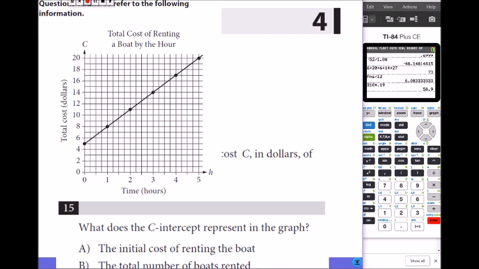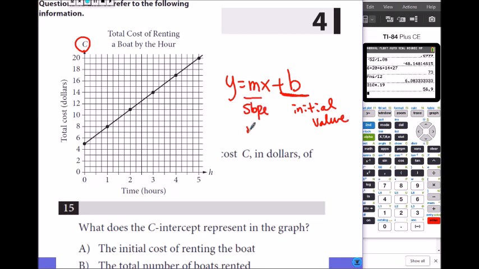Now 15. What does the y-intercept represent in the graph? If it's a linear function, it's y equals mx plus b, and the y-intercept is always the initial value. There will be lots of questions involving slope, which is m, the rate of change, and the y-intercept, okay? So it's basically asking what the y-intercept is.